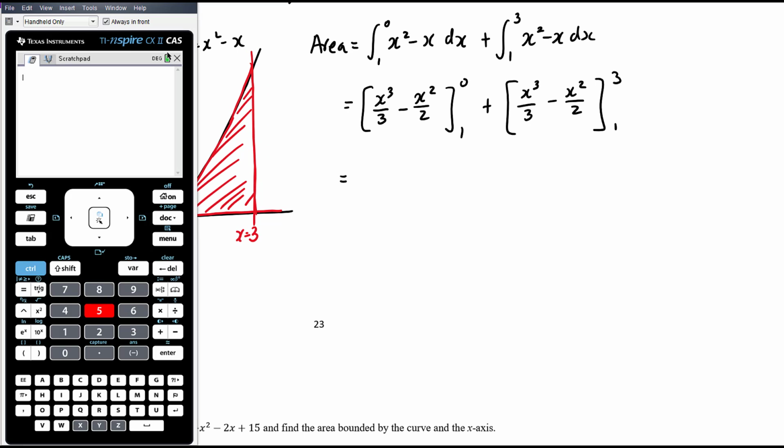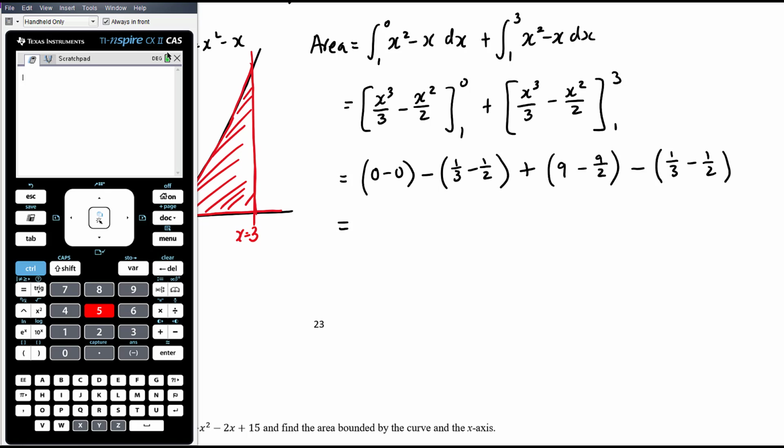Okay, so here we're going to sub in 0, which will be 0 minus 0. Then we're going to take away, I'm going to sub in 1, and that will be 1/3 minus 1/2. And then we want to add, I'm going to sub in 3, which will be 27 on 3, which is 9, minus 9 on 2. Take away, subbing in 1 is 1/3 minus 1/2. Okay, so this is obviously 0. Take away. Now 1/3 minus 1/2, we need a common denominator there. That's sixths. So 1/3 is 2/6, and 1/2 is 3/6. So it's 2/6 minus 3/6, which is negative 1/6.